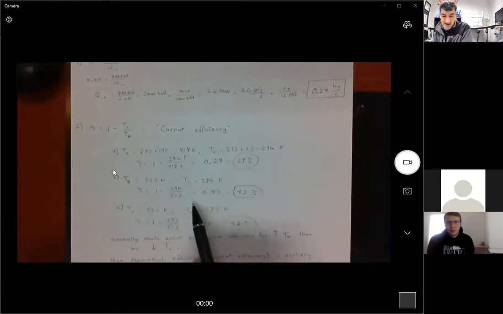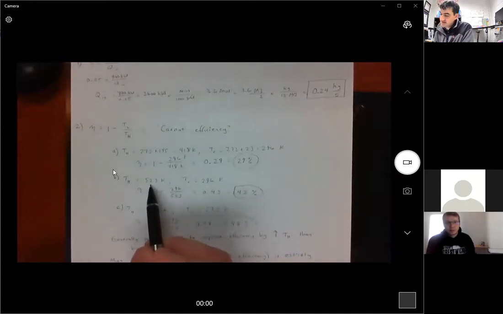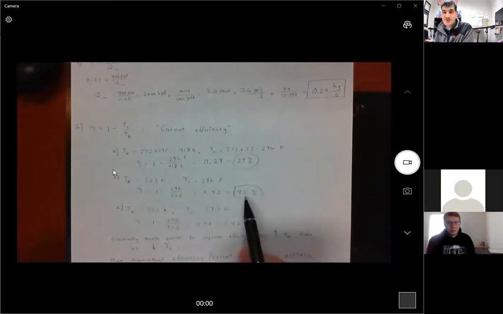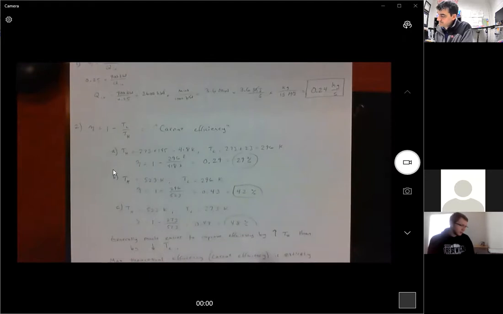And then in part B, you notice all we did is we increased T hot. We kept T cold the same, so we just increased T hot. So we took 250 plus 273 to get 523 Kelvin, and then we plug in those numbers, and now we can see just by increasing T hot, we bumped up our maximum theoretical efficiency from 29% to 43%.